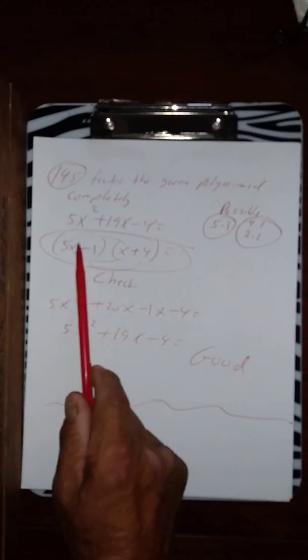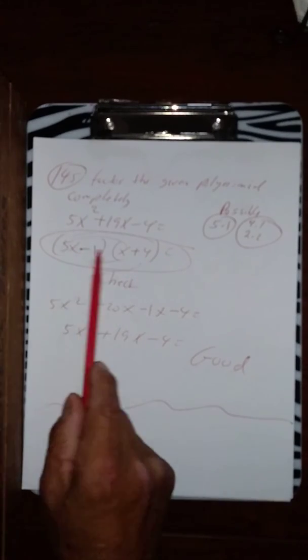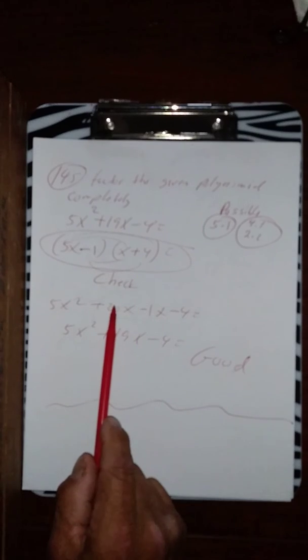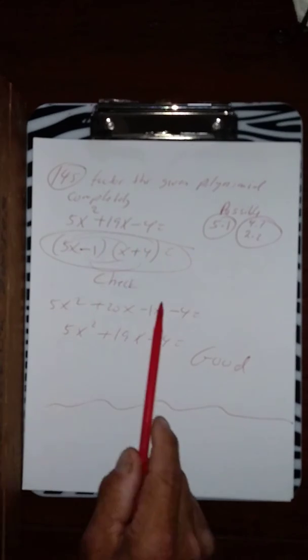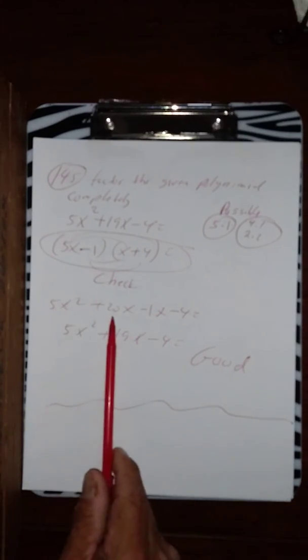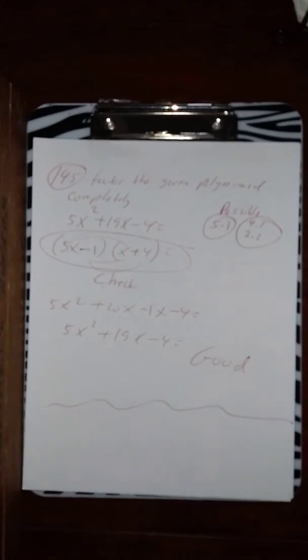Does that one work? 5x minus 1 is that. So 5 times that is 5x squared. 5 times that is 20. That turns out negative 1x. That turns out is negative 4. 5x squared plus 20 minus that 19. Yep, that works.